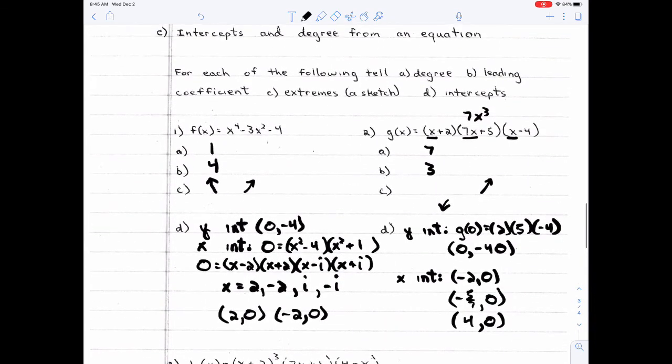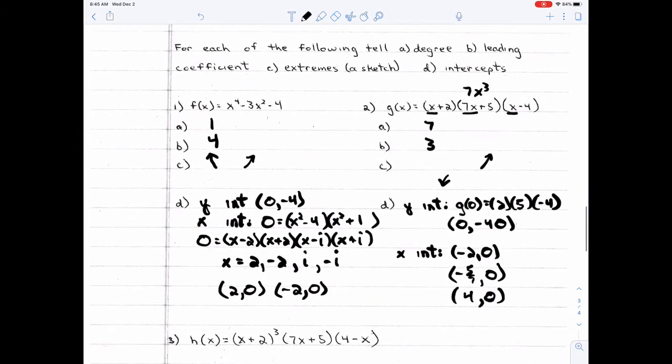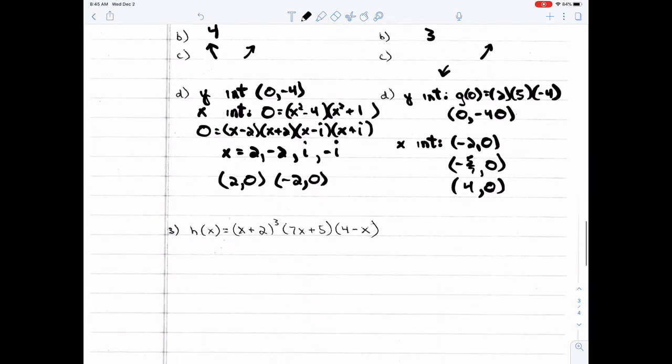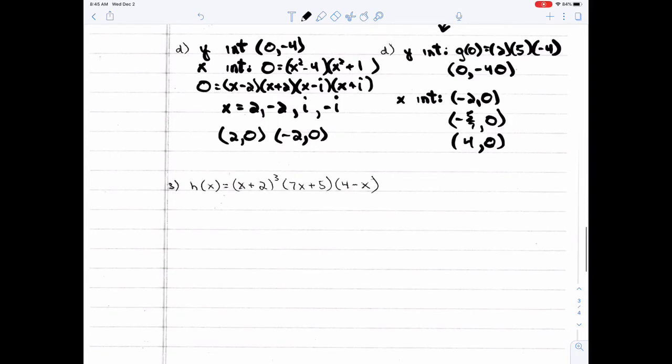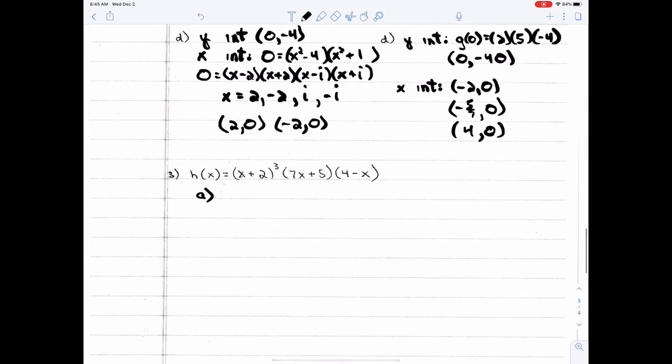So again, we want to find those 4 things: leading coefficient, degree, extremes, and intercepts. Okay, so let's first look at the leading coefficient. This is going to be x cubed, because eventually when we multiply it out, you have to think of this like this. X plus 2, x plus 2, x plus 2, then 7x plus 5. And the last one isn't just 4 minus x, it's negative x plus 4.